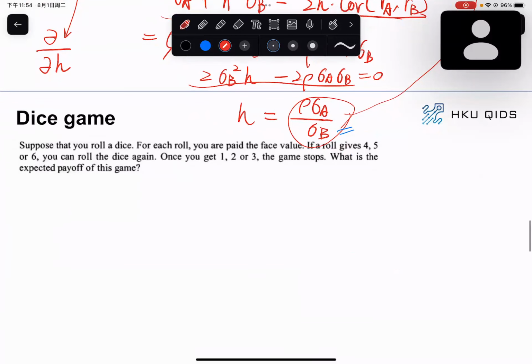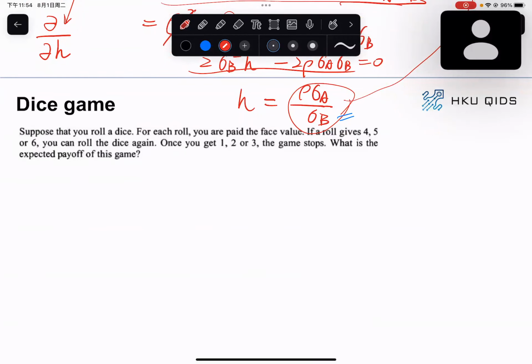So we see our old friend again. Suppose you roll a dice. For each roll, you are paid the face value. And if the roll gives 4, 5, or 6, you can roll the dice again. Once you get 1, 2, or 3, the game stops. What is the expected payoff of this game? So let's first define the expected payoff. Let's call it just EX, okay?